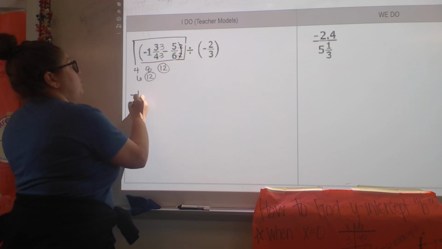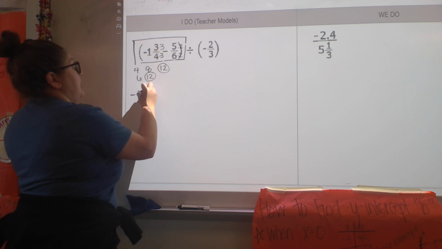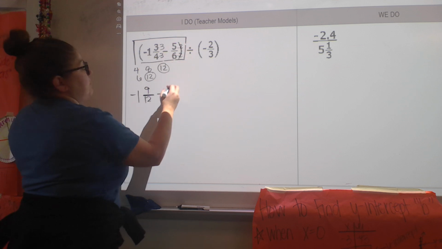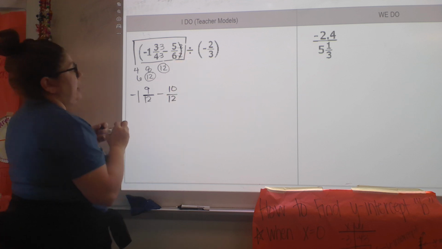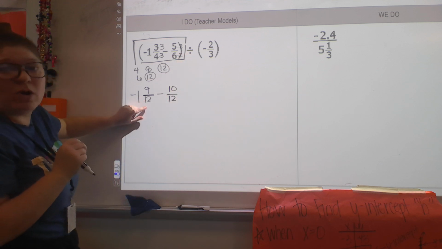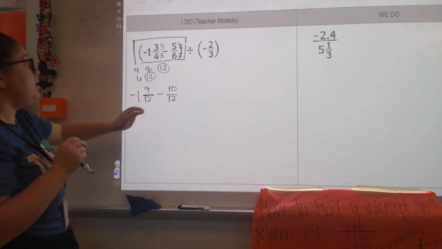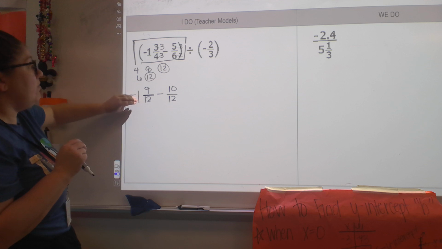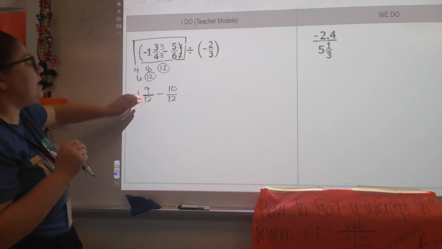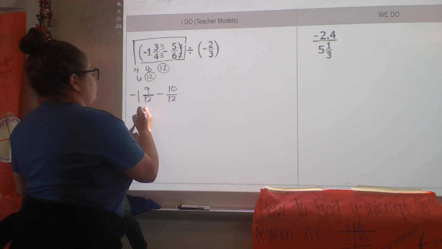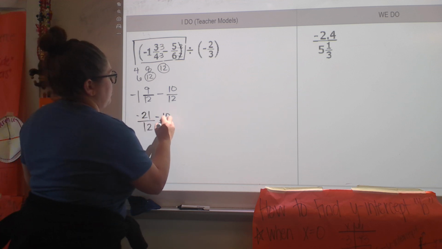So I have negative 1, 4 times 3 is 12, 3 times 3 is 9, minus 5 times 2 is 10, 6 times 2 is 12. Okay. If I wanted to, I can even go a step further and make this an improper fraction. So 12 times 1 is 12, plus 9 would be 21. So negative 21 over 12 minus 10 over 12.